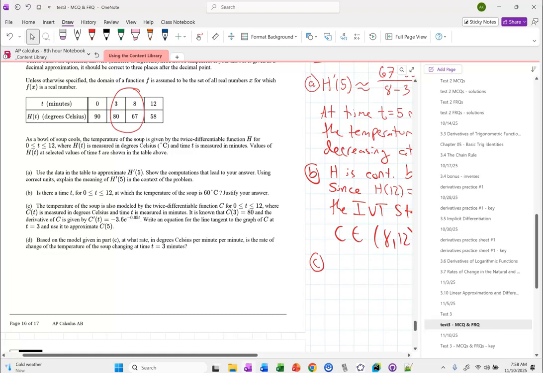It says the temperature of the soup is also modeled by the twice differentiable function C for 0 to 12, where C of t is measured in degrees Celsius and time is measured in minutes. It is known that C of 3 equals 80, and the derivative of C, given by C prime of t, is equal to negative 3.6 e to the negative 0.05 t. Write an equation for the line tangent to the graph of C at t equals 3, and use that to approximate C of 5.